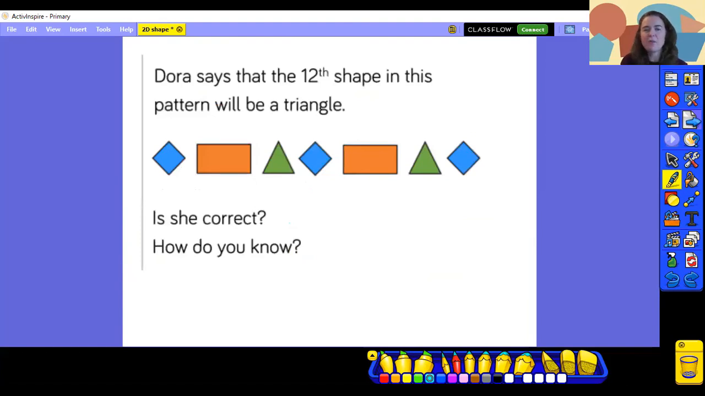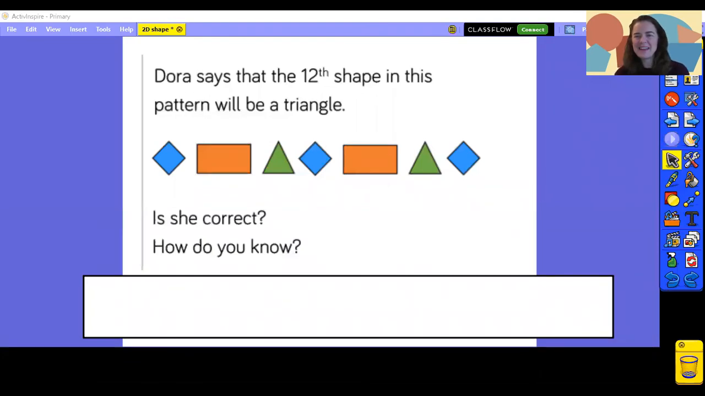Now, there's another problem that has been sent to you that I'd like you to have a go at. So I'm going to read it to you, and then I'm going to ask you to put me on pause again, and then come back to me once you've had an opportunity to solve it. So it says, Dora says that the 12th shape in this pattern will be a triangle. Is she correct? How do you know? So pop me on pause and then come back to me when you've had an opportunity to have a go at it.